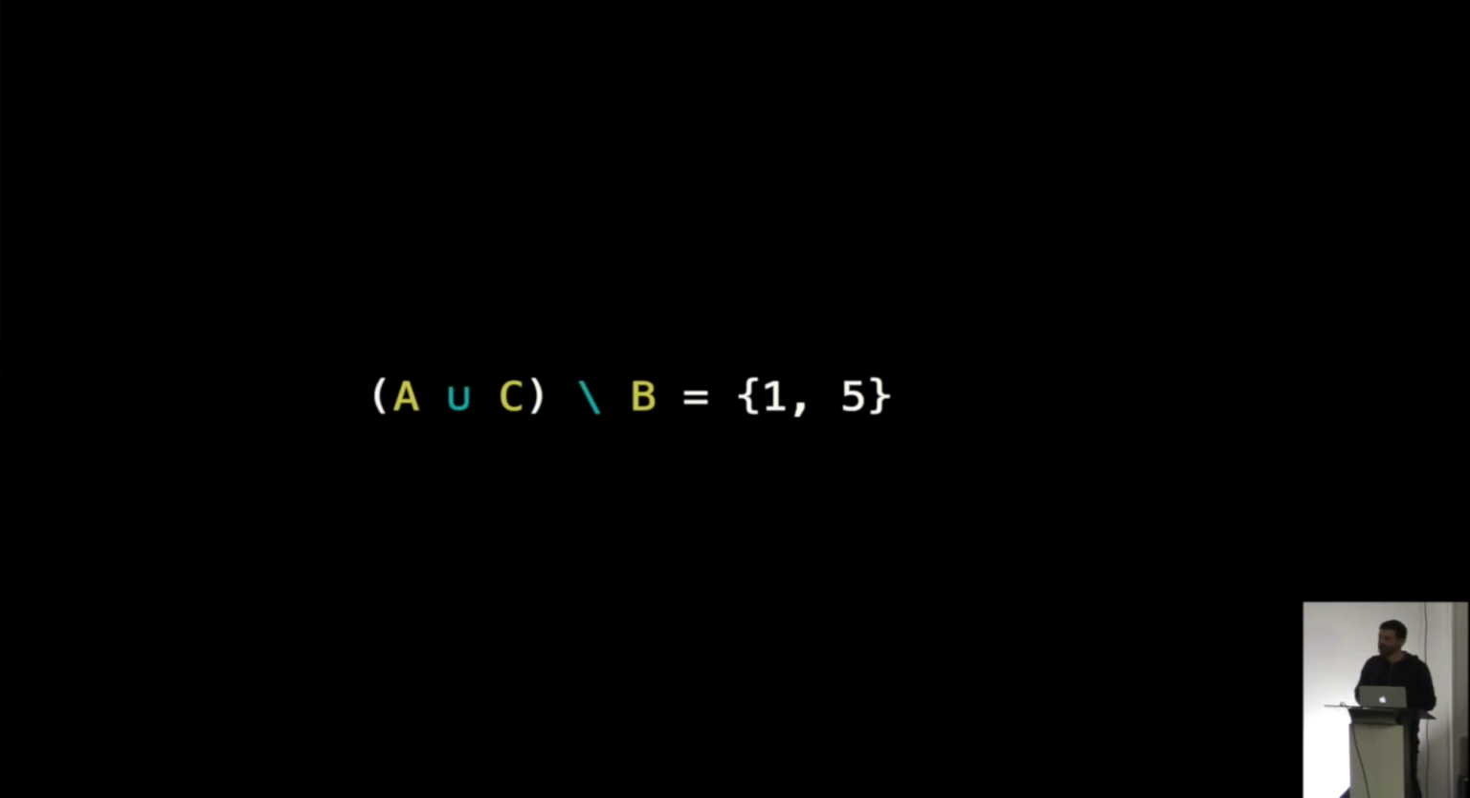Nobody was paying attention. Okay. Almost. So yeah, union of A and C is 1, 2, 3, 4, 5. B is 2, 3, 4. So we get 1 and 5.